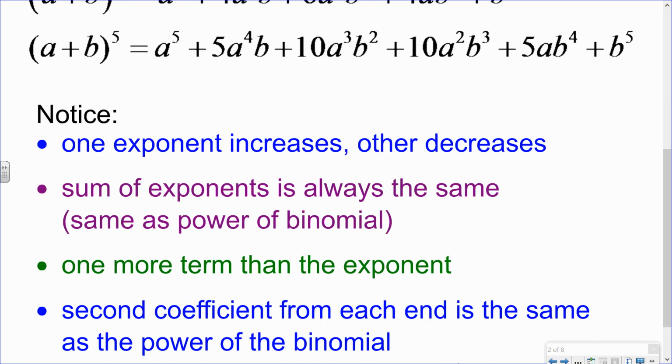The second coefficient from each end is the same as the power of the binomial. So they all started with 1, a to some power, and so if it was to the 4th, it was 1, a to the 4th plus 4, something. The second coefficient is the same as the power of the binomial.